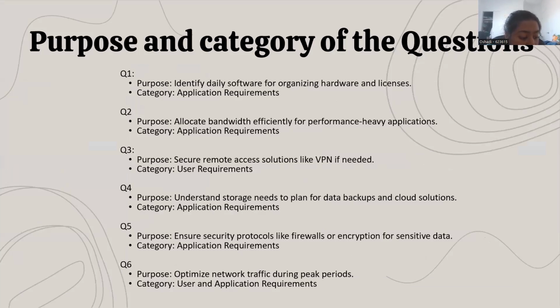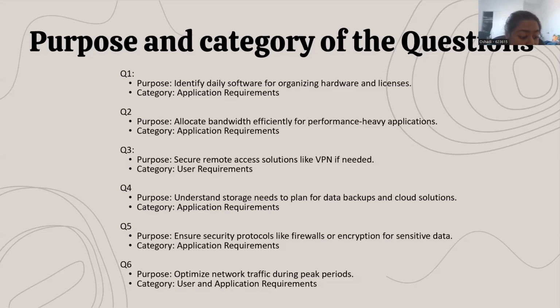Talking about the second question, the purpose of the second question is to identify the applications that need network performances like high bandwidth. And the category of the second question is application requirements because it's mainly focused on understanding the technical performance of the applications. And talking about the third question, the purpose of the third question is to find whether the employees need access to the company's network. And the category is user requirements.